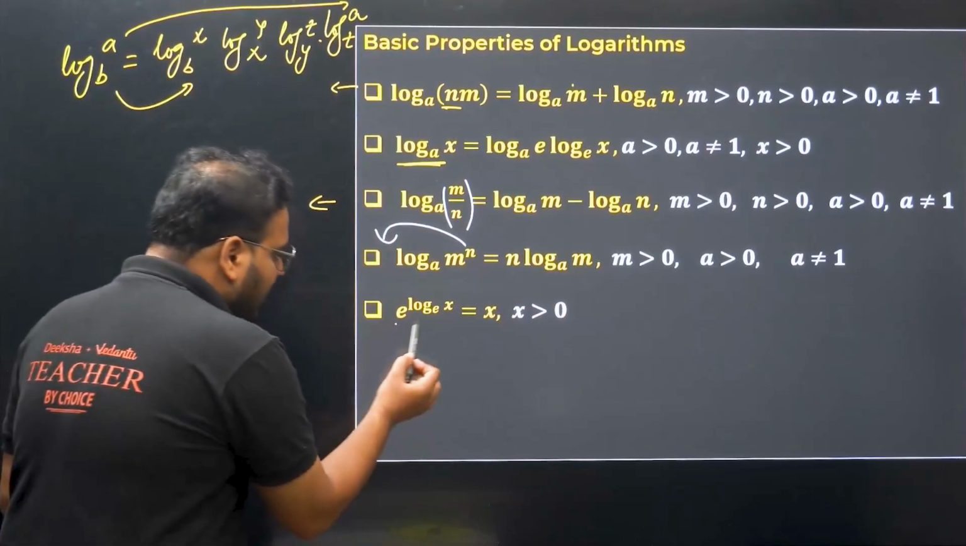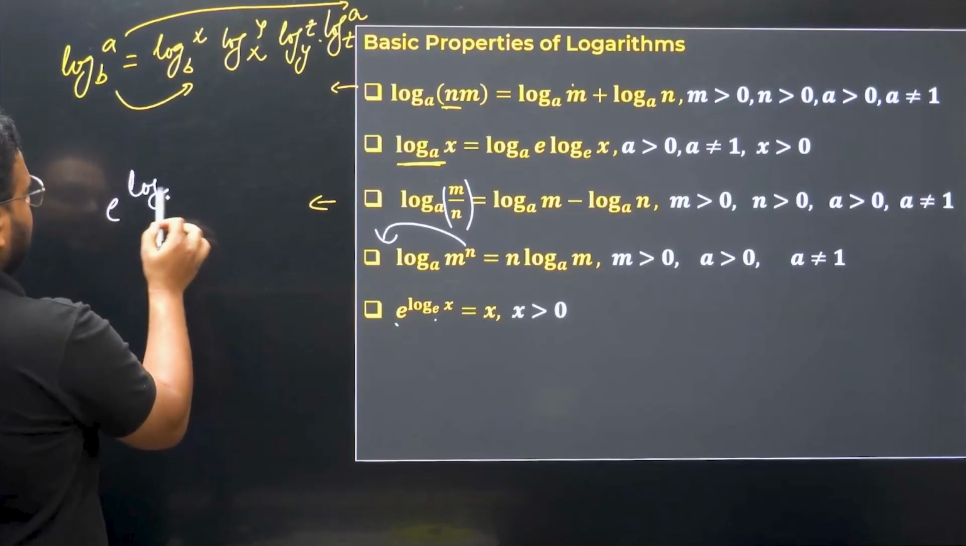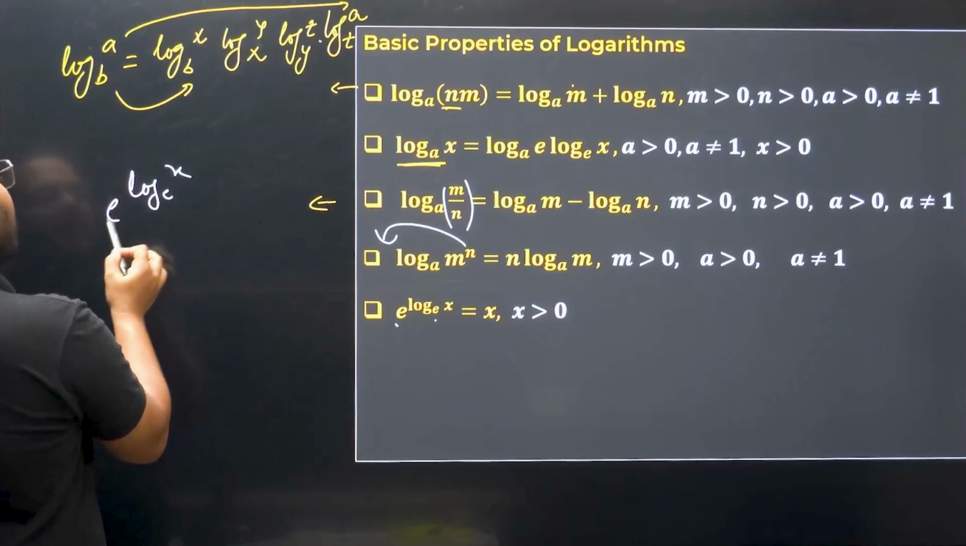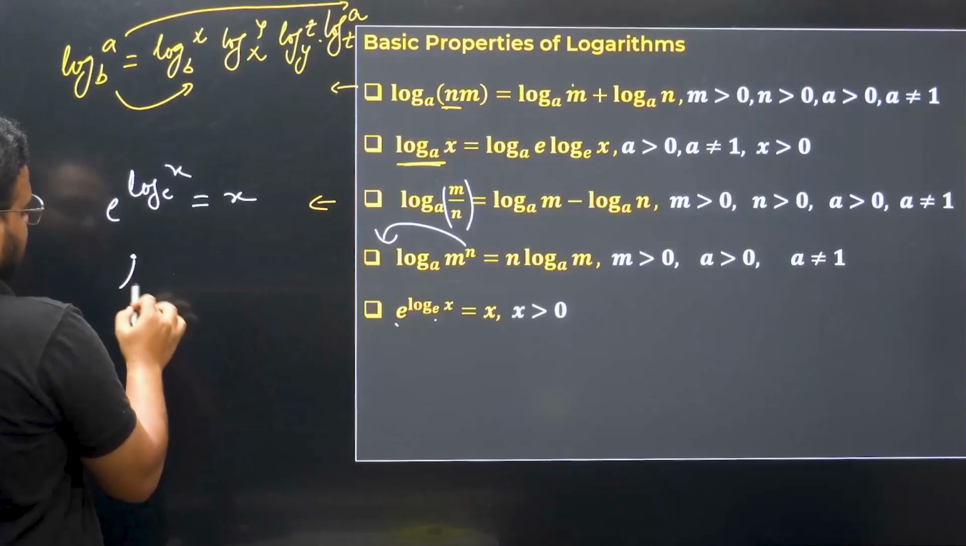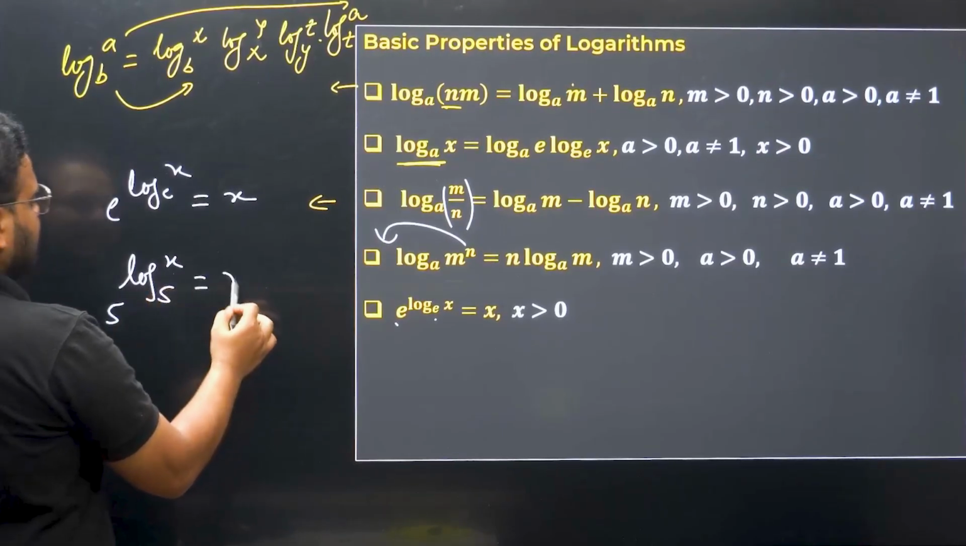If you have e and log e x, they are the same function, right? See, the log with base e and the exponential function of e only, it becomes x. I can take another example. Let's say it is 5 to the power log of x with base 5. The answer is always x only.